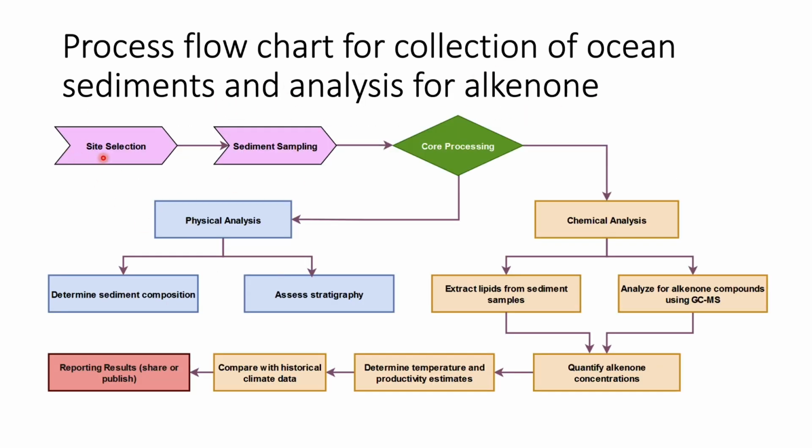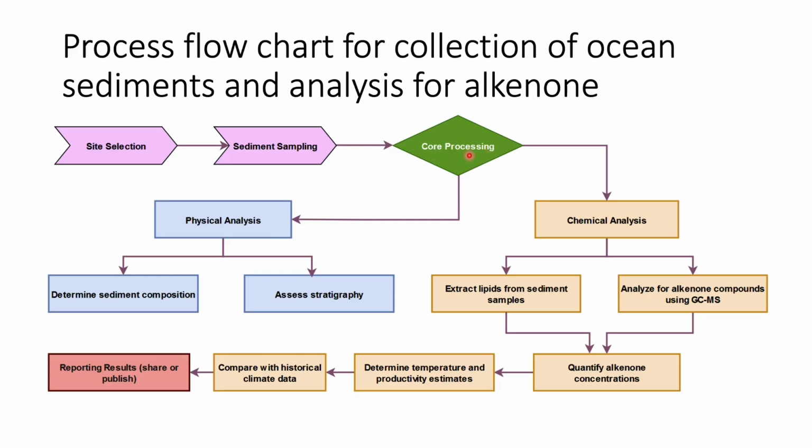So how do we do that? We do the site selection first, then we go to the sediment sampling. We collect all the sediment samples, and from there we have to extract the alkenone and find out how much is present. That is as simple as that, but the whole process is given here.